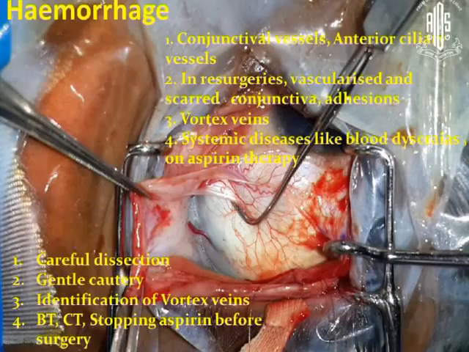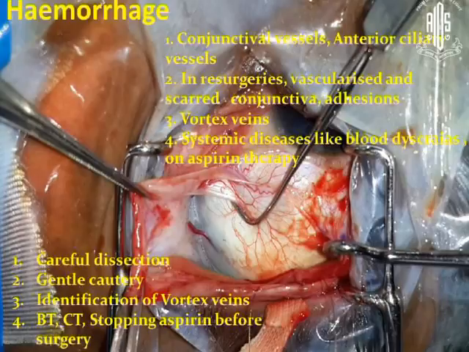The next most important complication which makes the surgery a little bit cumbersome is hemorrhage. The sources of hemorrhage are basically conjunctival vessels as well as anterior ciliary vessels, and it is very common in resurgeries, with vascularized and scarred conjunctiva, and of course dealing with adhesions in cases of resurgeries. As Dr. Ramakrishnan already mentioned, we have to look for the presence of the vortex vein. It is always better to identify the vortex vein and then take it out of the view, rather than touching it. Sometimes you might miss systemic diseases like blood dyscrasias, or the patient is on aspirin therapy, particularly when you are doing squint surgery in older patients who are cardiac patients.